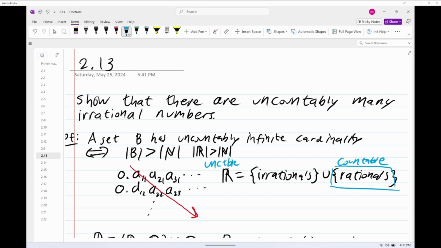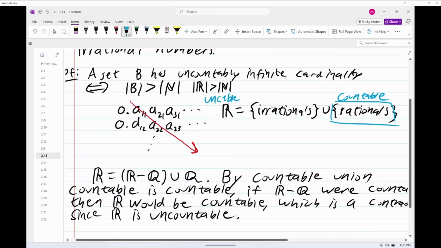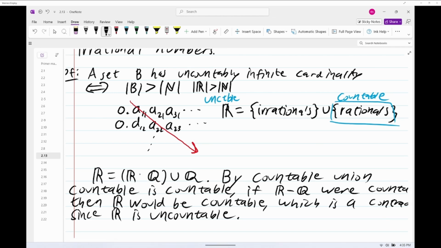Mm-hmm. So the irrationals are equal to R without Q. I'm gonna standardize my notation right here. I'm gonna use this slash to mean set minus.